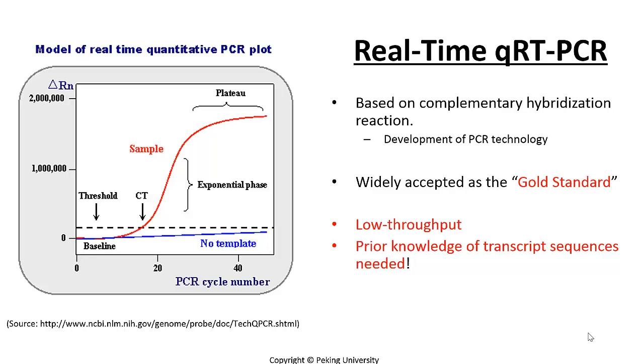However, QRT-PCR suffers from the limitation that it can quantitate the expression level of only one transcript at a time. Also, this technique needs to know in advance the sequence of the transcript to quantitate, making it difficult to discover unknown transcripts.